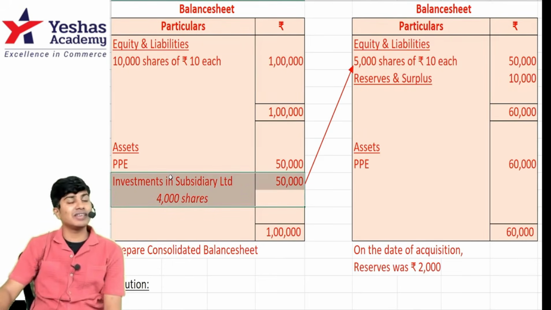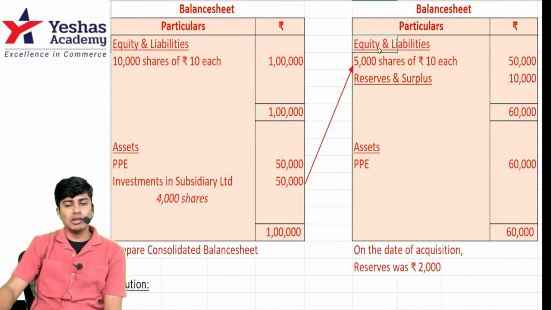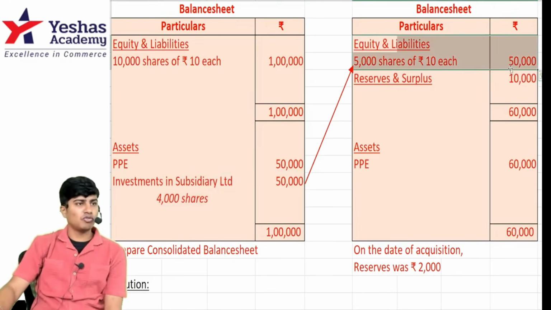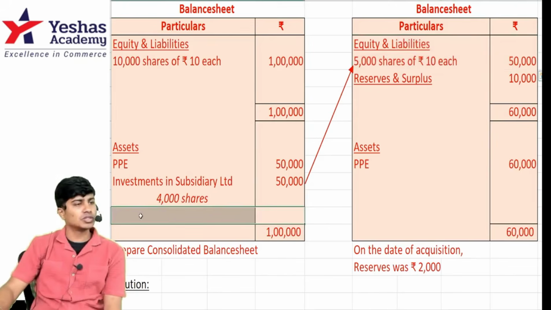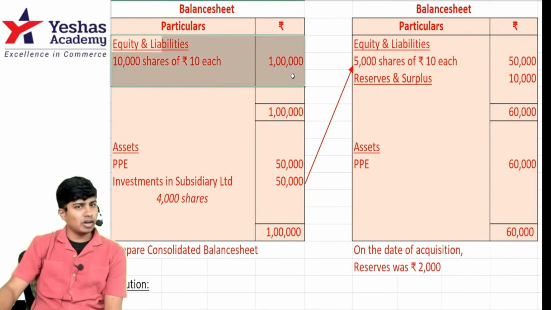How much will be the revised value of investment, book value? 48. What is nominal value? 40. So 48 and 40. 8,000 payment is more, goodwill 8,000 will come. 2,000 is adjusted. 8,000 will appear here as revenue reserve. Share capital 1 lakh will come as it is. Minority interest 10,000 and revenue reserve 8,000. 1 lakh 18. Liability side.